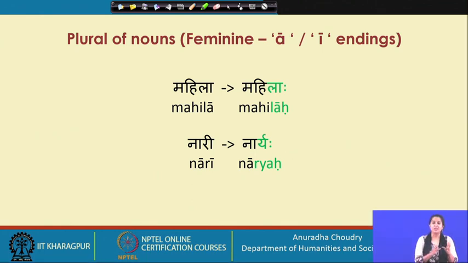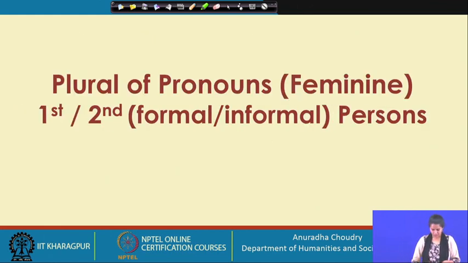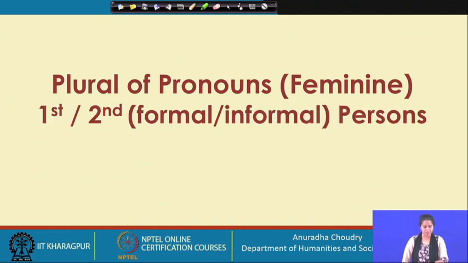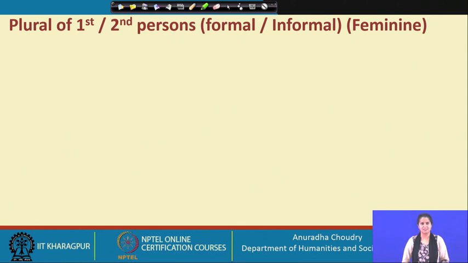So, the feminine word ending with a, like mahila, becomes mahilaha. The feminine word ending with the long e, like nari, becomes naryah. Uttamam. So we move on to the plural of certain pronouns, like we saw in the case of the masculine. Let's look at the cases in the feminine. First we look at the first and second formal and informal persons and see what happens.